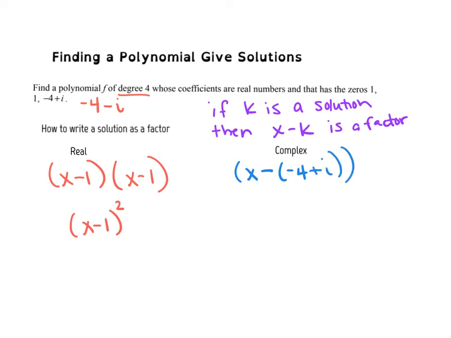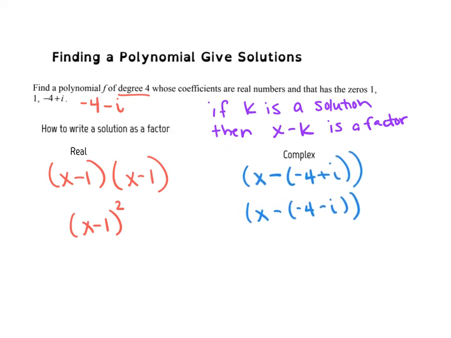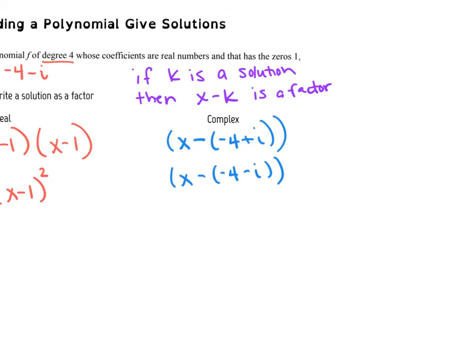Negative 4 plus i is also a solution. And likewise, x minus negative 4 minus i is also a solution. Now, we need to clean this up. We can clean it up by distributing the negative across this part here and across that part there. So when we distribute that negative out, here's what we're going to get.